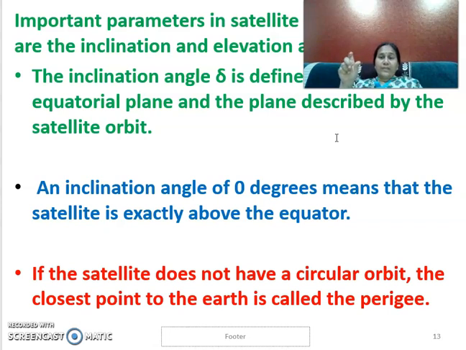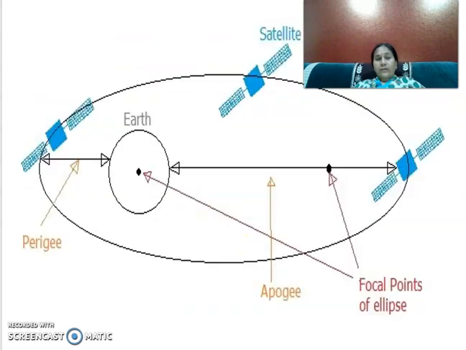So if this angle of inclination is equal to 0, then the satellite is in its equatorial position. That is, there is no angle between the equatorial plane and the satellite orbit. So it is called an equatorial plane. If the satellite is in an equatorial position, then there are no two different positions.